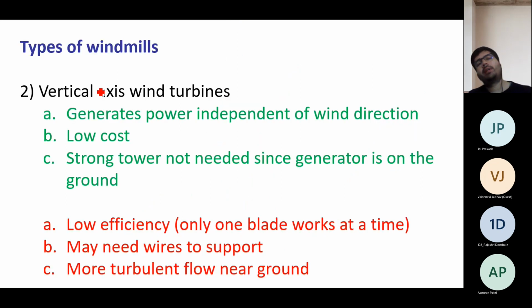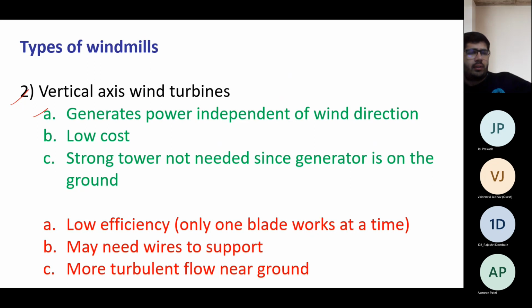The second one is the vertical axis wind turbine. In a vertical axis wind turbine, power generation is independent of wind direction. In the horizontal axis wind turbine, the wind direction played an important part, and we had to rotate the turbine based on it. But in the vertical axis turbine, we don't need to rotate the turbine. If the direction changes, it will have no effect on power generation.